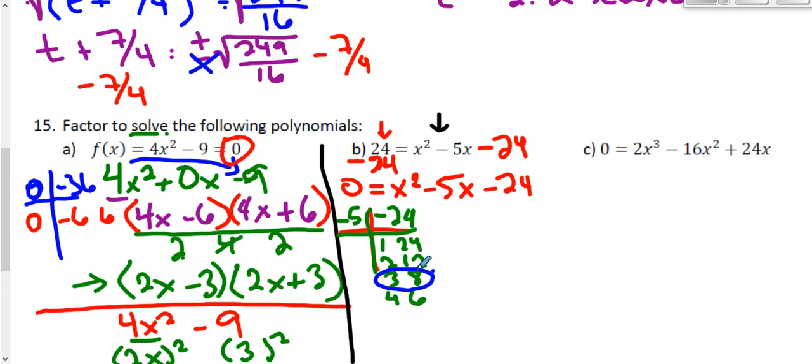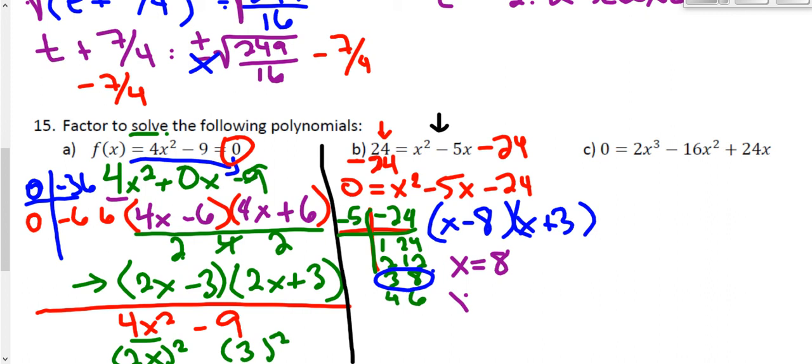In order to get a negative 5, the negative has to be the larger number. So 8 has to be negative, and 3 has to be positive. And we can put our x in the front of each one, and these are our factors. Now the last step is to set these equal to 0. If I set x minus 8 equal to 0, x is 8. And if I set x plus 3 equal to 0, x is negative 3. So we have our two solutions here.